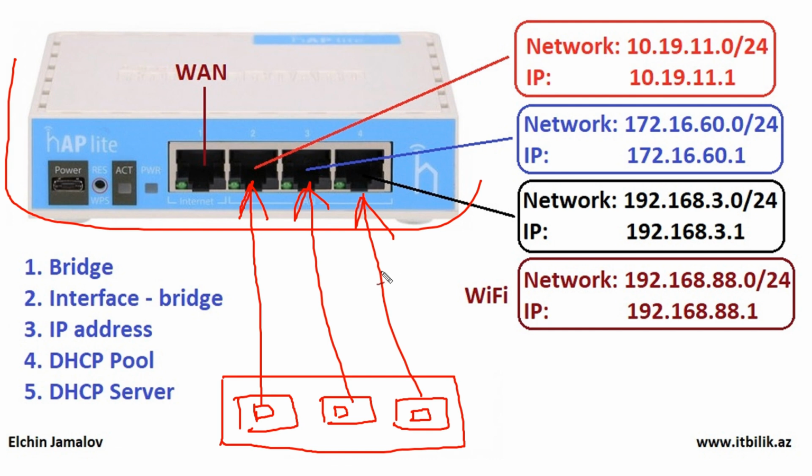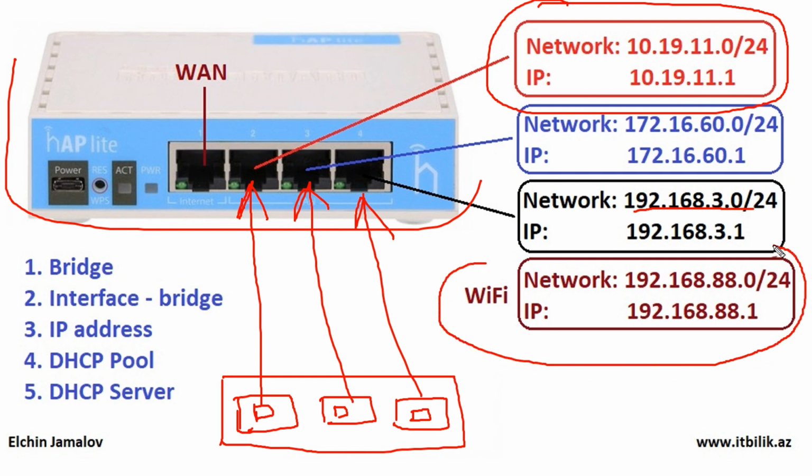So how can we do this? If this client connects to this port, it can get IP addresses from this network, 10.19.11.0. The client connected to port number 3 can get IP addresses from the network 172.16.60, and client number 3 from network 192.168.30. But clients connected to Wi-Fi can get IP addresses from this network, 192.168.881.